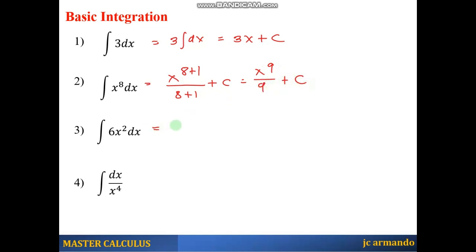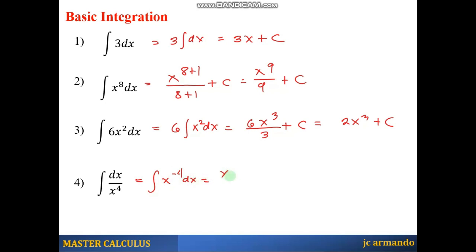For 6x squared dx, that would be 6 integral of x squared dx. And that is 6x, 2 plus 1, 3, so over 3 plus c. Then, 6 divided by 3 is 2. 2x cubed plus c. Okay? Then, dx over x to the 4th, that is the same as x to the negative 4 dx. We have x, negative 4 plus 1, divided by negative 4 plus 1. So, x to the negative 3, all over negative 3 plus c. Lagyan natin pala ng plus c dyan.